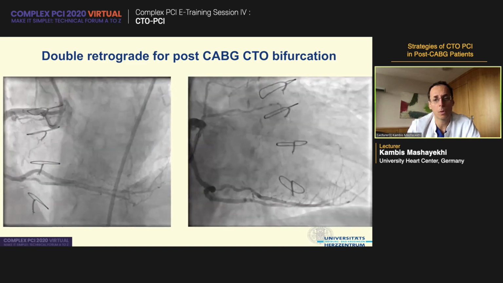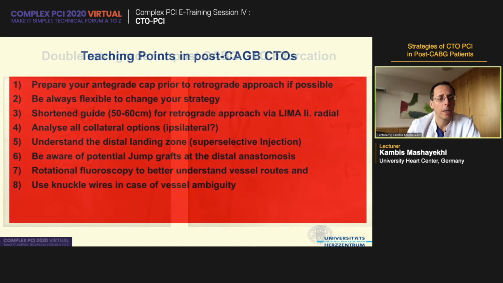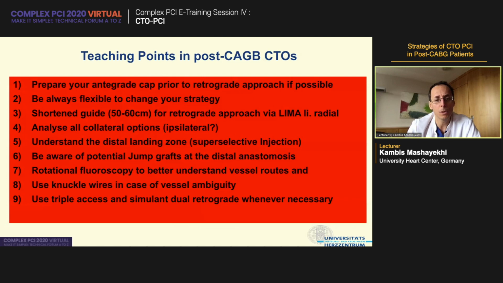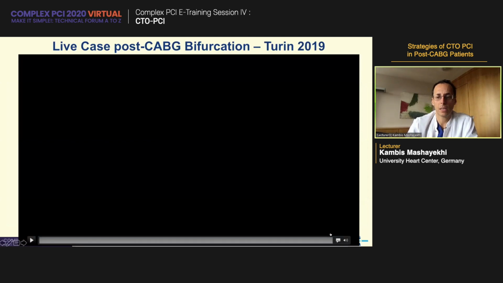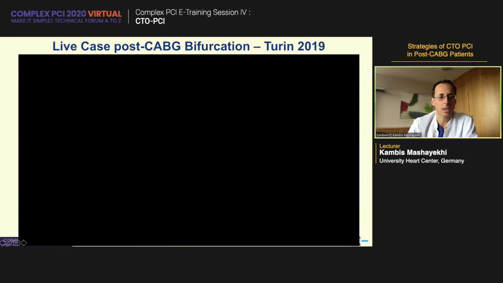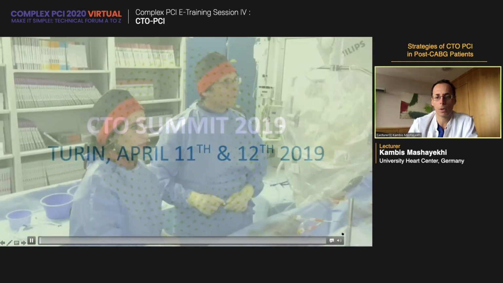So at the end, we could achieve a very nice result, but a very complex procedure with double retrograde approach. So in some of those cases, it's important to use triple access and simultaneous dual retrograde, whenever it's necessary. So coming back to the last case, which I will show you, it's actually a case which is a light-in-the-box case.